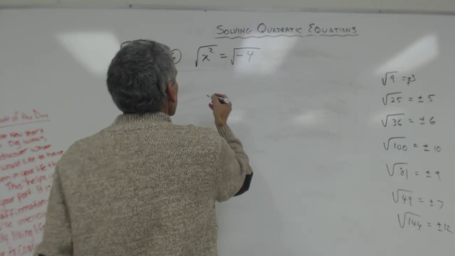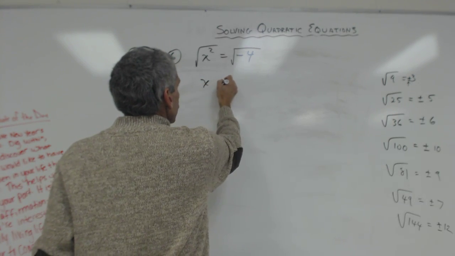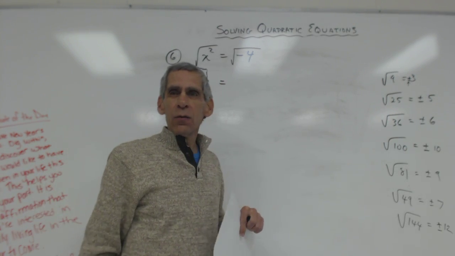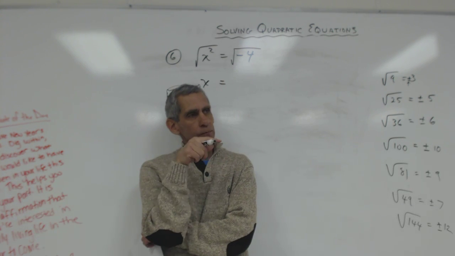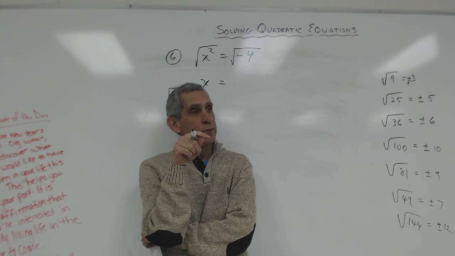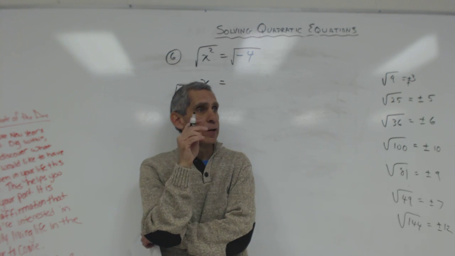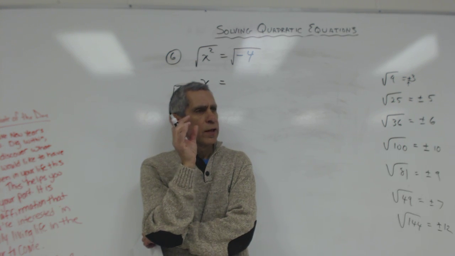So x is equal to, what times itself equals negative 4? 2 times 2? No. What times itself? Negative 2. Remember, square root means it's got to be 2 times negative 2. But that's not the same number.